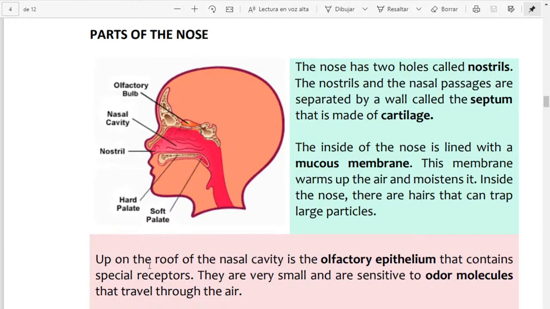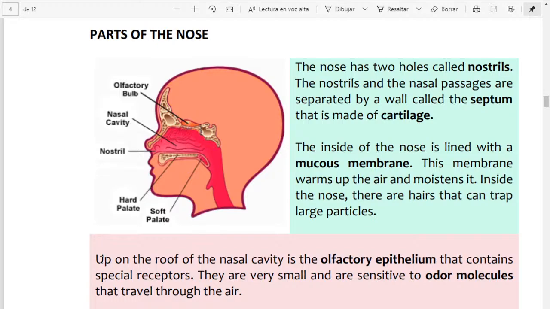mucosa. In Spanish we call it mucosa, mucous membrane, es la membrana mucosa. Y nosotros decimos, cuando decimos solamente una palabra, decimos mocos. Mocos viene de mucosa. Okay, good.